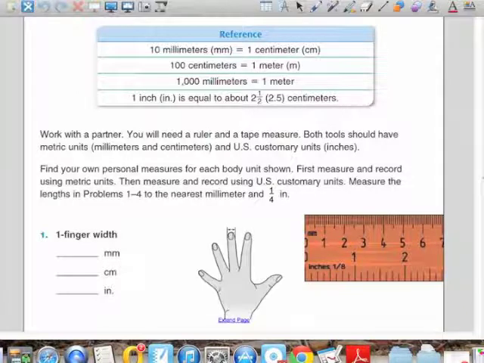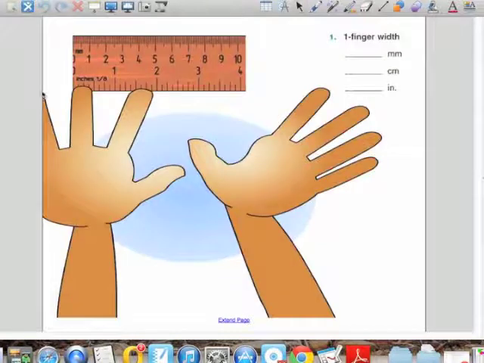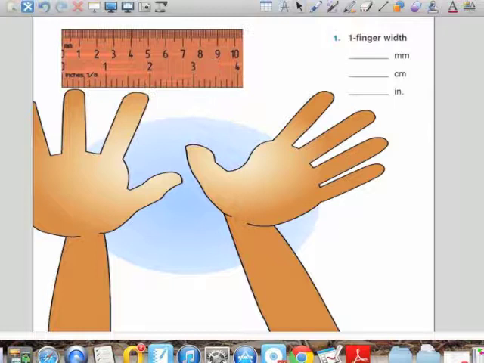Measure the lengths in all of these problems to the nearest millimeter and quarter of an inch. So, for example, your first one is going to look like this. Let's say this is your hand right here, and here's your ruler. On the top you're going to see millimeters are those very tiny little lines. Your centimeters are these bigger ones, so 0, 1, 2, 3, 4, 5, those are your centimeters. And then down here are your inches. I want you to measure to the nearest quarter inch.